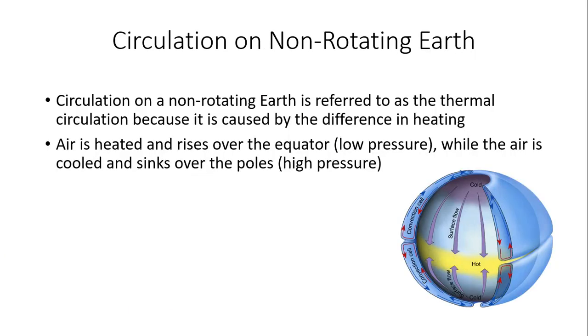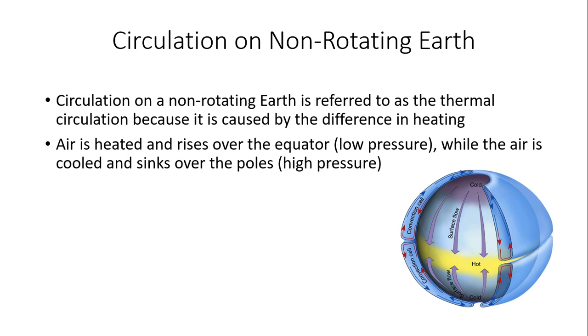So circulation again on a non-rotating Earth, this is referred to basically as thermal circulation because it's caused by just differences in heating across the globe. Air is heated and rises again over the equator. That creates areas of low pressure, while the air is cooled and sinks over the polar areas, creating high pressure.